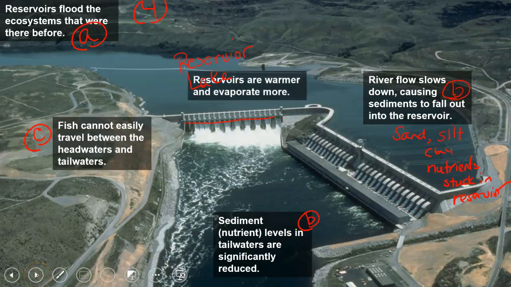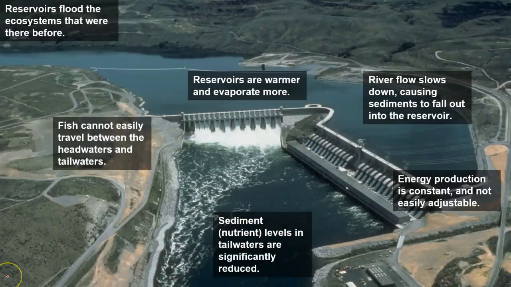Let me erase this lake part, okay? Sorry. So reservoirs are warmer and evaporate more. This is D. Oops, sorry. And then E, energy production, is right here.